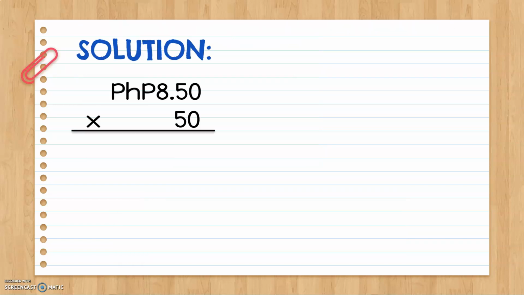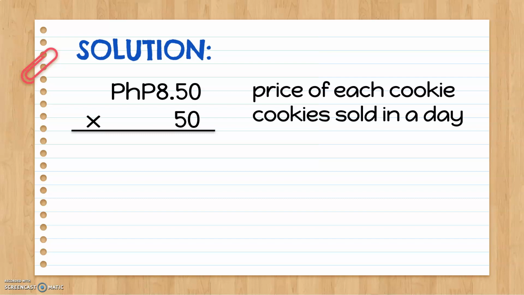So let's start our solution. Again, we will multiply 8 pesos and 50 centavos and 50. Again, we will assume that there are no decimals here. So that means we'll multiply them as if they are whole numbers. Let's start. 0 times 0 is 0, 0 times 5 is 0, and 0 times 8 is 0. 5 times 0 is 0, 5 times 5 is 25, and 5 times 8 is 40 plus 2, that's 42. Now let's add our partial products. We have 0, 0, 5, 2, and 4.